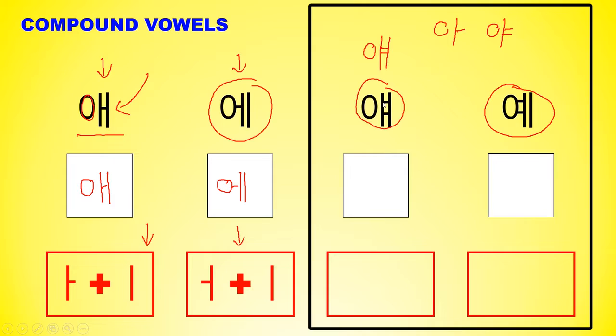Okay, let me just explain one more time if you didn't catch it. Previously we learned this character over here, which is pronounced as that, but with an extra minor stroke, it becomes Ya. From that, it becomes Ya. Alright, I hope you got that. So let's learn how to write it properly.